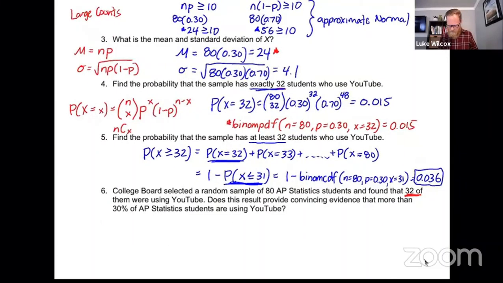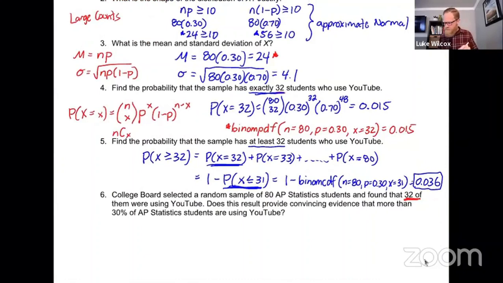In fact, let's just think about what that percent is based on the sample. The sample was 32 out of 80, and sure enough, that's actually 40%. Based on their sample, they're saying that they think 40% of the population is using YouTube. So here's the question to answer now. It says, does this result provide convincing evidence that more than 30% of AP Stat students are using YouTube? Now, hopefully you're familiar with this language of convincing evidence, and I hope that it makes you think about inference and specifically a significance test.